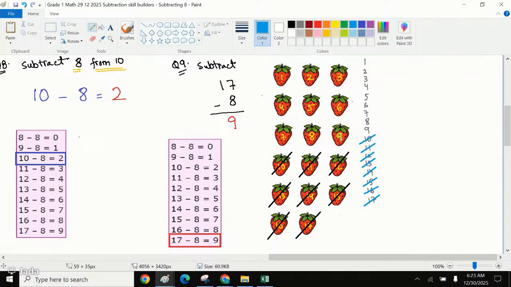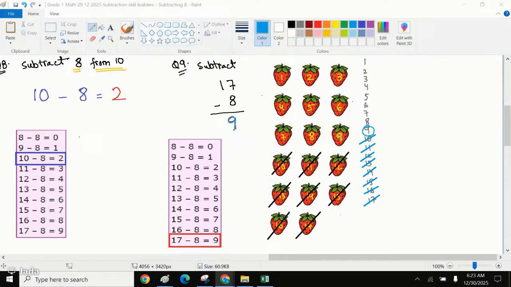How many are we left with? We are left with 9, right? We are left with 9. So 9 is our answer. Okay? Do we agree on this? Yes, thank you so much. 9 would be the final answer.